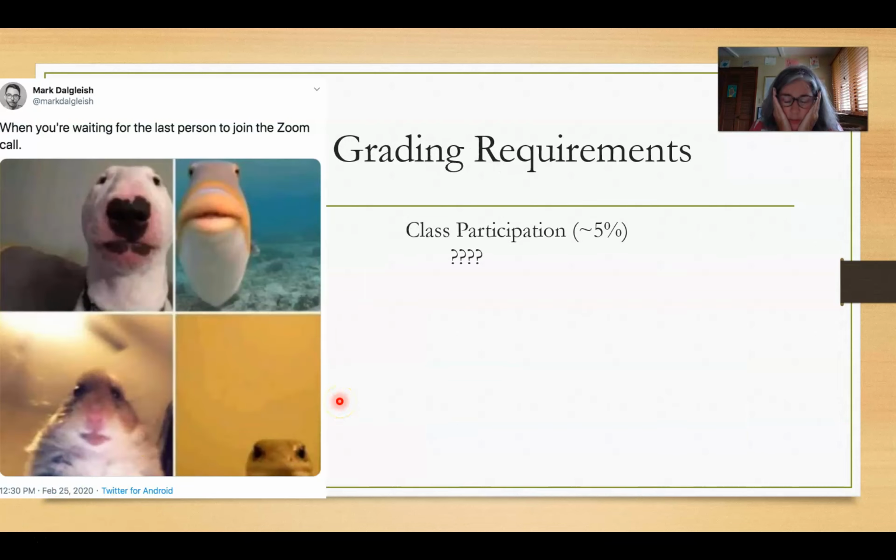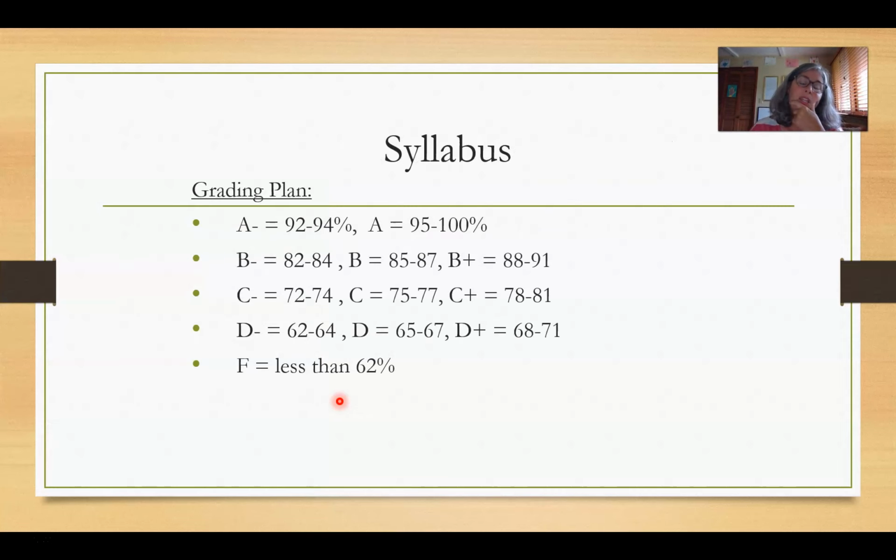Class participation. I usually have this be about 5% of the grade, but I gotta admit, I'm still a little stumped on how I'm gonna make this work. So if I get a brilliant idea on how to grade you on class participation, I will thoroughly explain it to you. If not, we might just have to leave that out, but I'm still formulating that part in my head. Here is our grade plan.